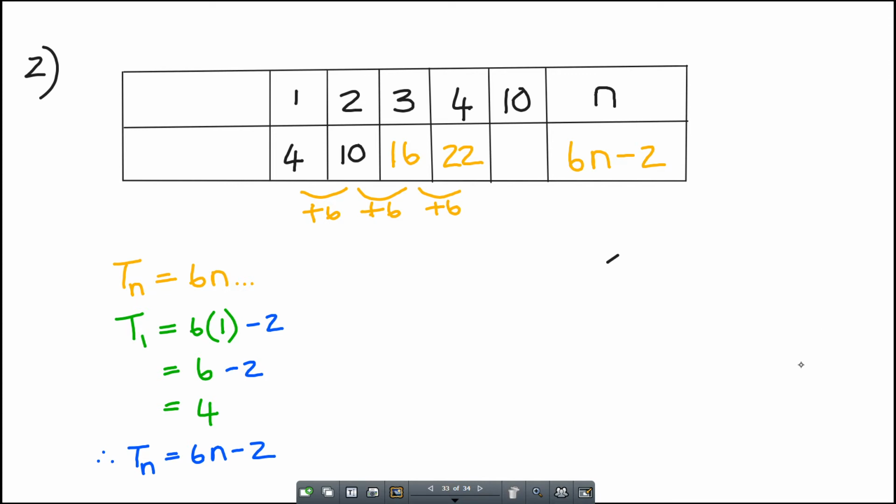Okay, so now I've got to use that to get how much term 10 is. So to get term 10, I'm going to say 6 times 10, which is 60, minus 2, so 58. You guys good with that? Any questions?